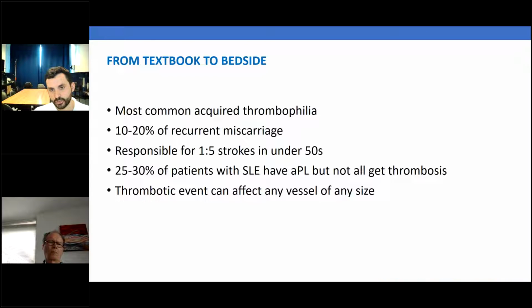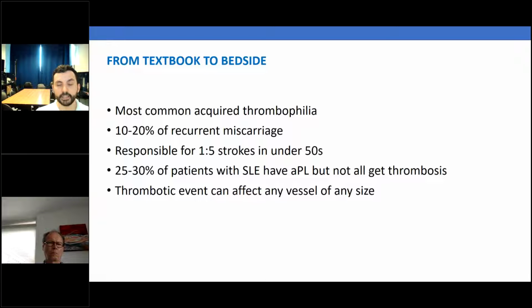So this is the general introduction, but from a clinical point of view, what we have to remember about this syndrome. First of all, this is probably the most common cause of acquired thrombophilia, and again, the unicity of this syndrome is that it can affect both venous and arterial events, and can be responsible for up to 20% of recurrent miscarriages, 1 out of 5 strokes, especially in young people. This is important for the management of these patients, and especially from a nephrology perspective, we have to remember that up to 20 or 30% of our SLE patients might be positive for antiphospholipid antibodies, yet not have the full-blown syndrome.